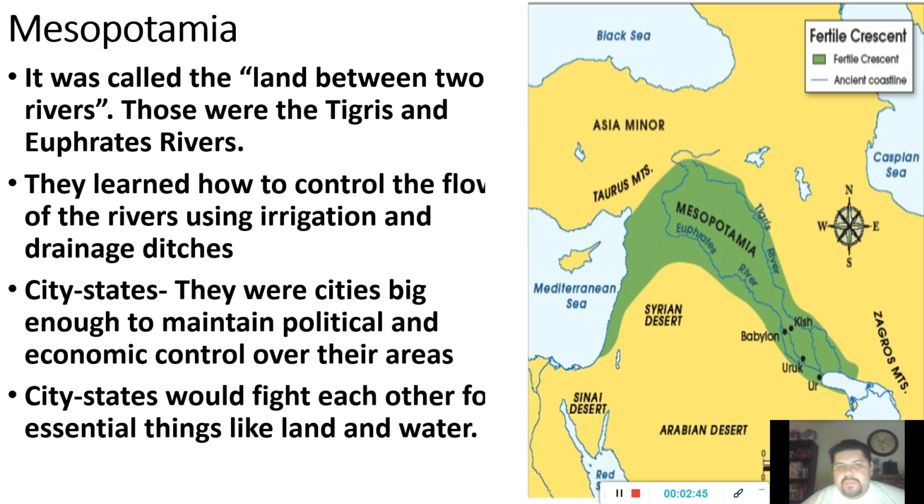Now remember, you're going to hear these terms quite a bit for the next month or so. City states. These are cities big enough to maintain political and economic control over their areas. So in a sense, they're kind of like their own little nation, but they're basically cities. At this time they're big enough to be their own nation. And again, for the next month or so, you're going to hear quite a bit about how these city states fought each other over land and water.